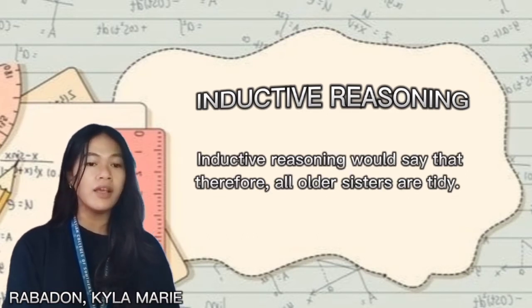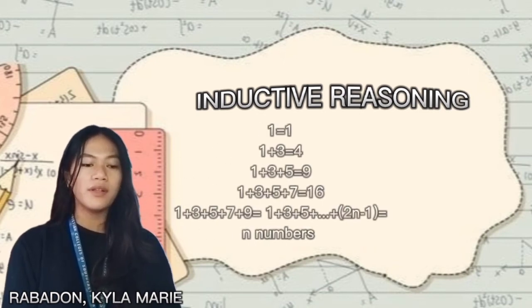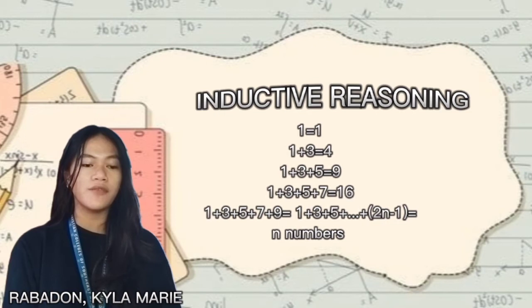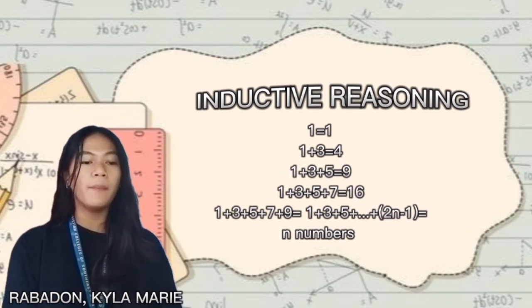Inductive reasoning would say that therefore, all older sisters are TD. Another example, find the sum. 1 equals 1, 1 plus 3 equals 4, 1 plus 3 plus 5 equals 9, 1 plus 3 plus 5 plus 7 equals 16.